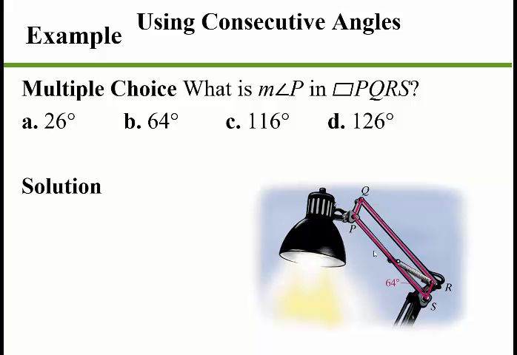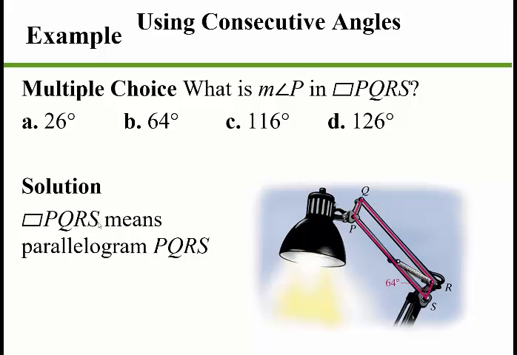All right, let's use the consecutive angle theorem here. I've got this desk lamp here, and what I'm saying is that this PQRS is a parallelogram. So this side is parallel to this side, and this side is parallel to this side. My question is, if I know that angle S here is 64 degrees, what is the measure of angle P, this one here?